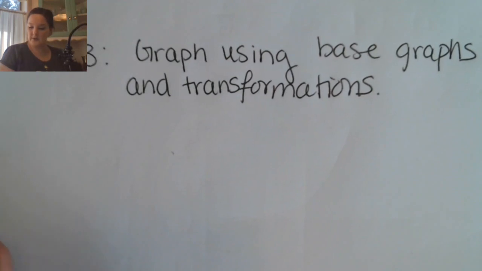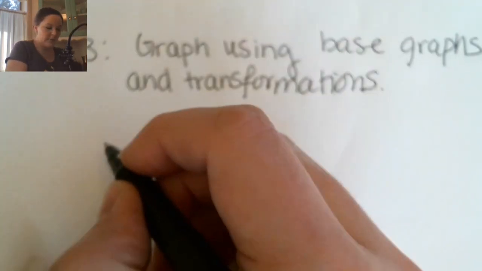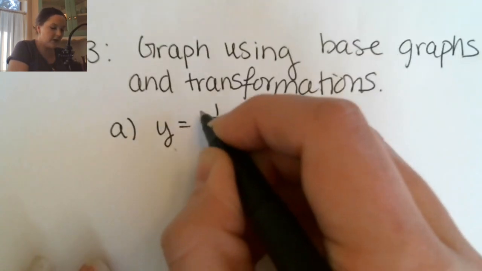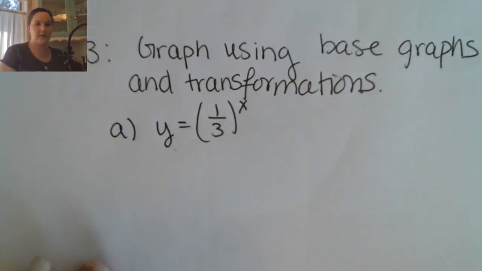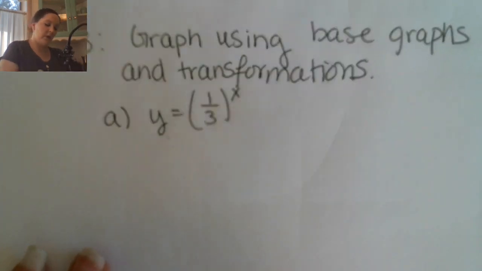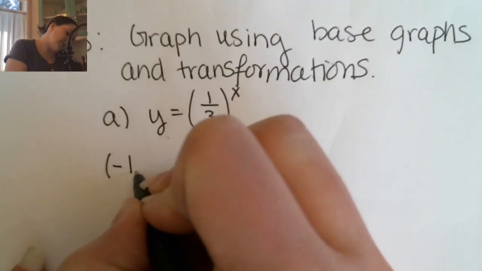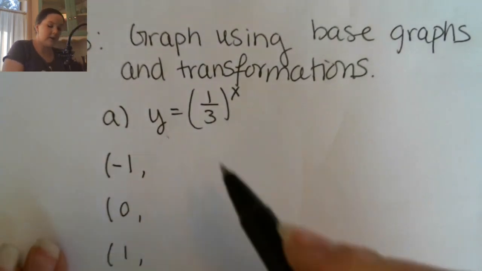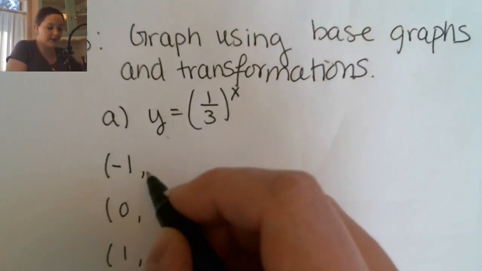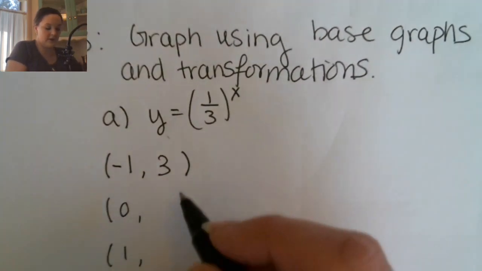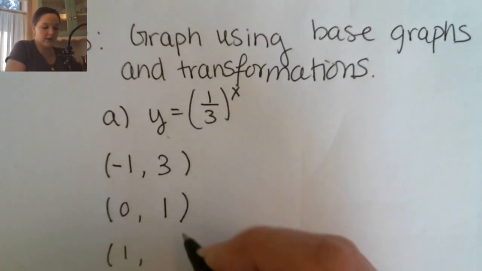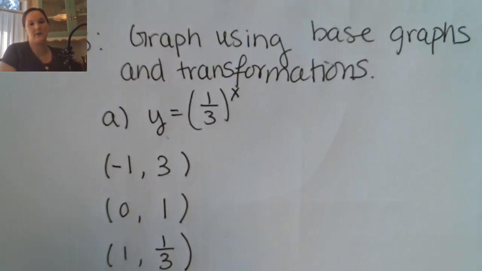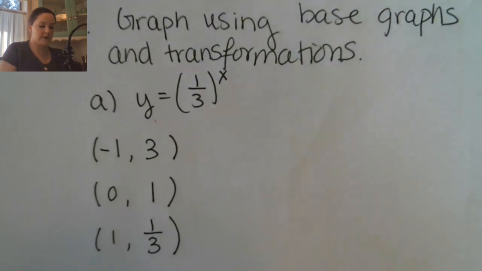Okay, so we're going to use a different base graph this time. Our base graph is going to be 1/3 to the x. Our key points, again, we're always going to use the same x values. When you plug in -1, that's going to flip our fraction. Anything to the 0 power is 1, and to the 1 power is just the base. Those are our key points.